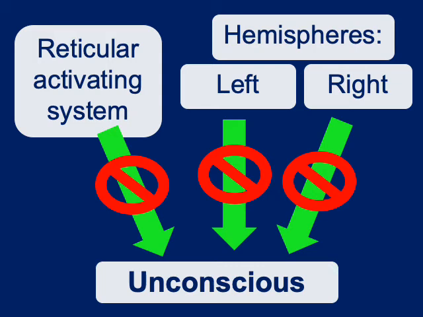So what causes a person to go unconscious is the brain somehow gets stunned or damaged. And we have the two hemispheres of the brain, the left and right hemisphere. If both hemispheres get stunned or damaged or affected in some way, you'll find the person unconscious.